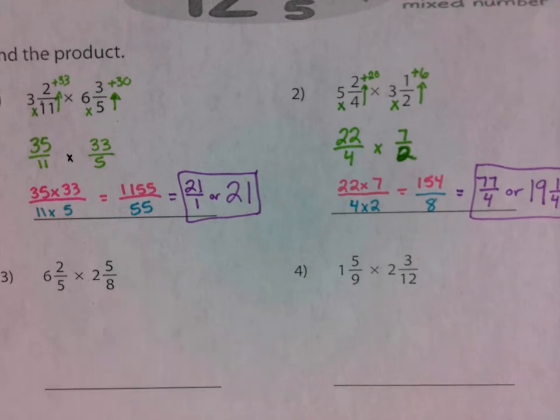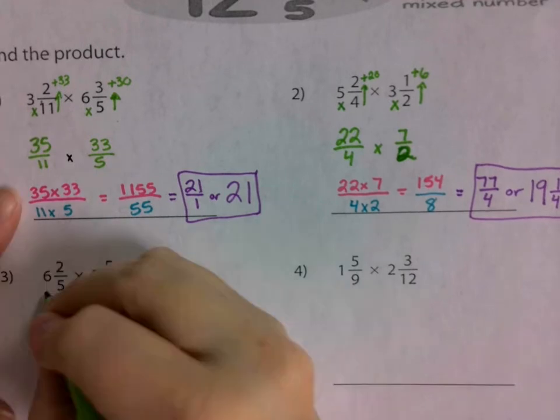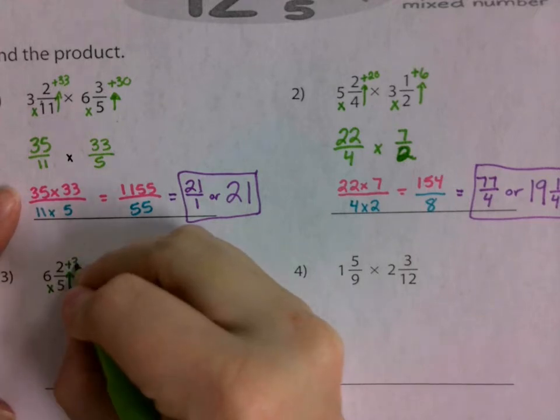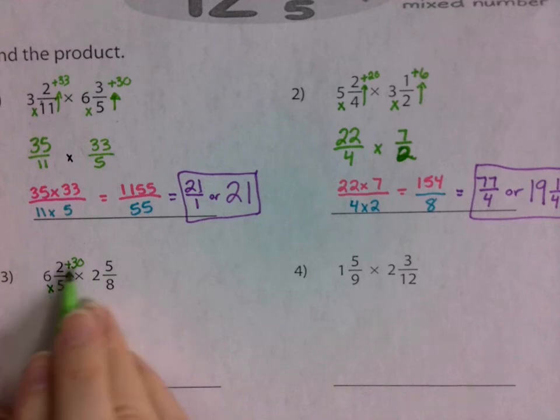So 6 times 5 is 30. What do we do with the 30 again? We add it to the top. So what is that going to give us? 32. So this becomes 32 over 5.